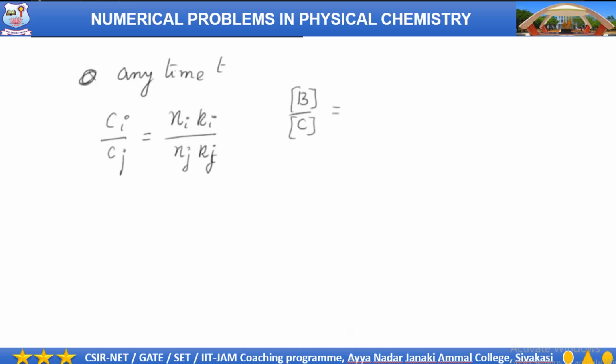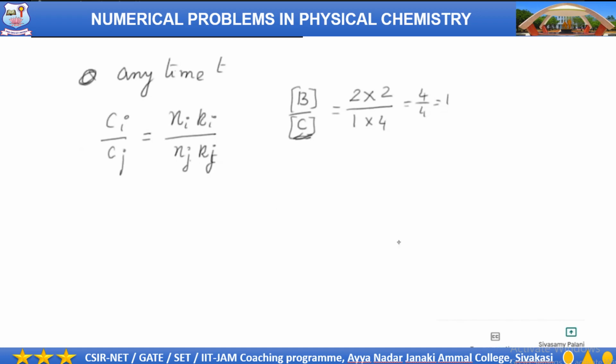For B we have taken i, for C we have taken j. Now tell me, what is Ni? 2 moles into Ki, 2 moles, divided by C. So the stoichiometry is 1 into 4. So 2 by 4 by 4 is equal to that. The B by C concentration ratio is always the same at any time t. So the curves lie one over the other and we get a single curve.